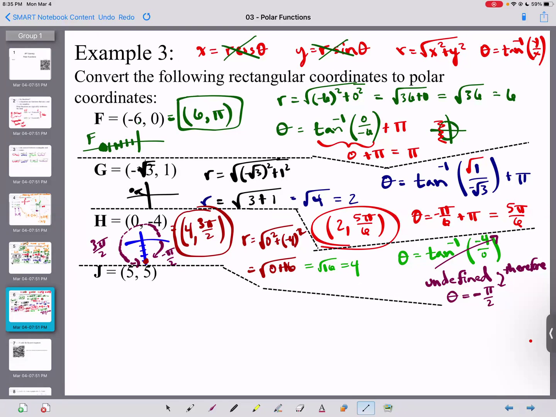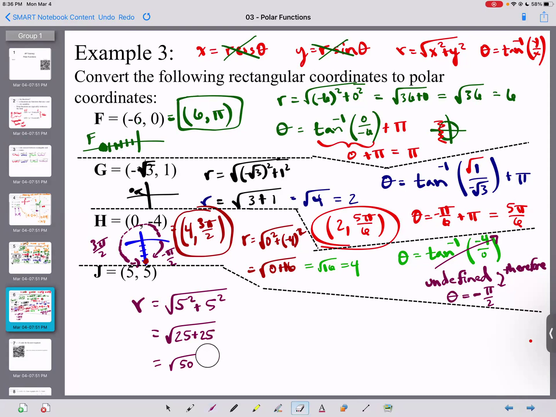Okay. So how about this one? We'll just pick it up and we'll do it that way. So if I wanted to find my r, I'm going to take the square root of 5 squared plus 5 squared. Well, what is 5 squared? 25. That's right, 25 plus 25, which is the square root of 50. The problem is we don't have a good square root of 50. So I could reduce this, but how I would reduce it is I would say this is the square root of 25 times the square root of 2. What's the square root of 25? 5. So it's 5 square roots of 2. Now that's our r.